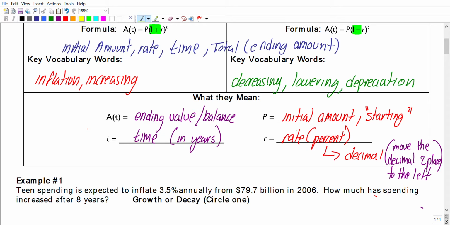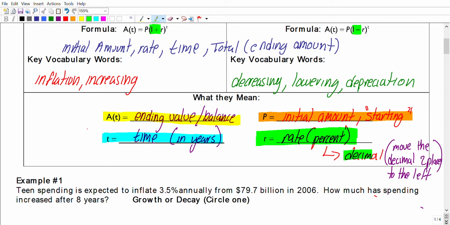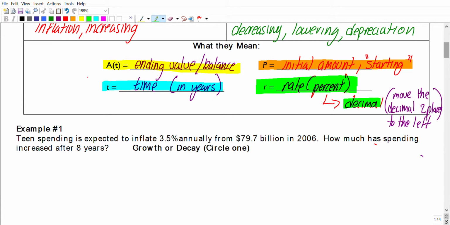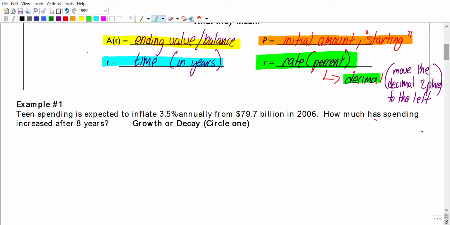I'm going to go ahead and highlight them here for you so we keep track of all of these. A of t is our ending balance or our ending value. T is our time. P is our initial amount. And finally, R is our rate or our percent. And remember, it has to be in decimal. Okay, enough talk. Let's go ahead and actually try out one of these problems.